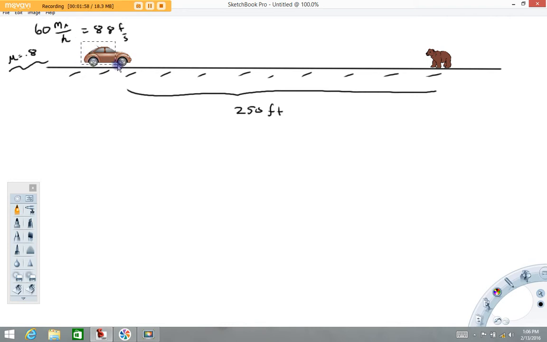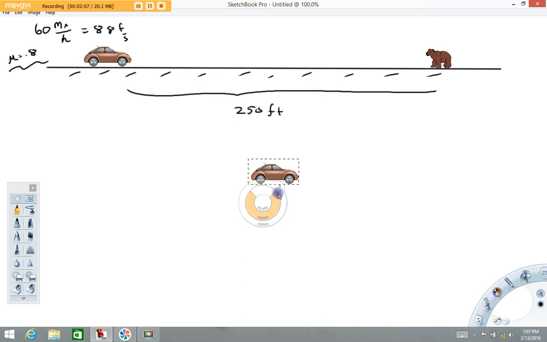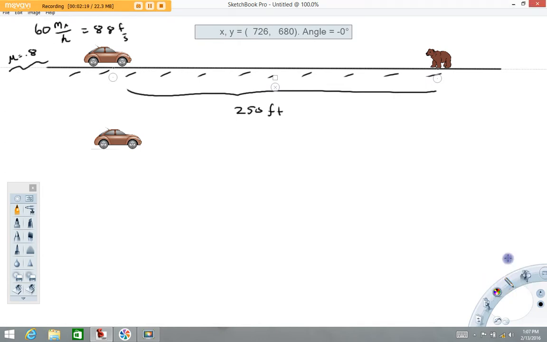redraw the system. So what I'm going to do here is copy this car and draw a picture of it somewhere else. All right. You should redraw what it is you're analyzing. And now I'm going to go ahead and draw force vectors on it. I'll use my straight edge tool as well, so I get really pretty free bodies.